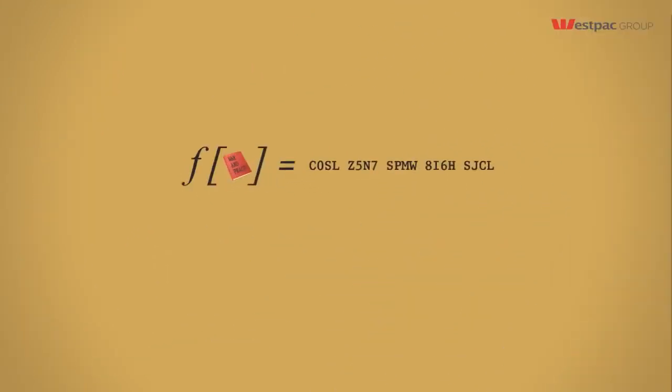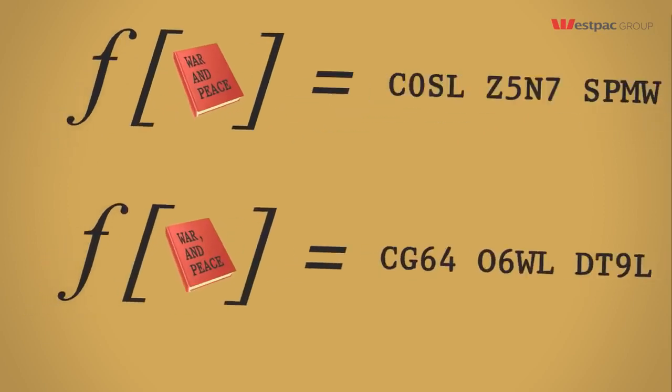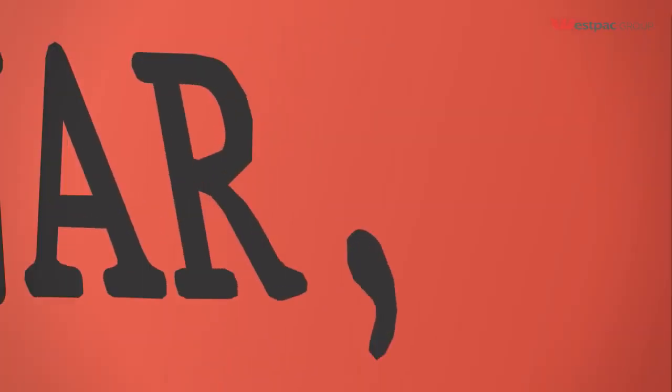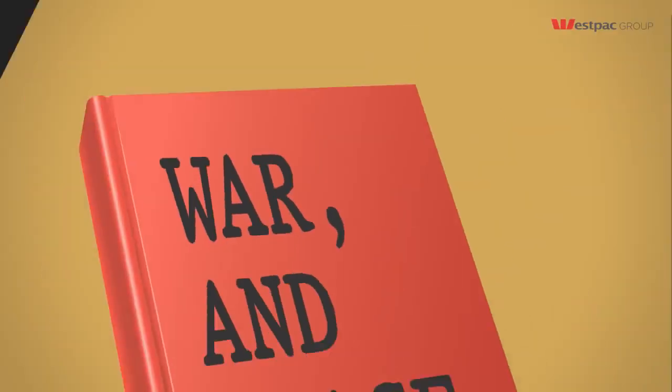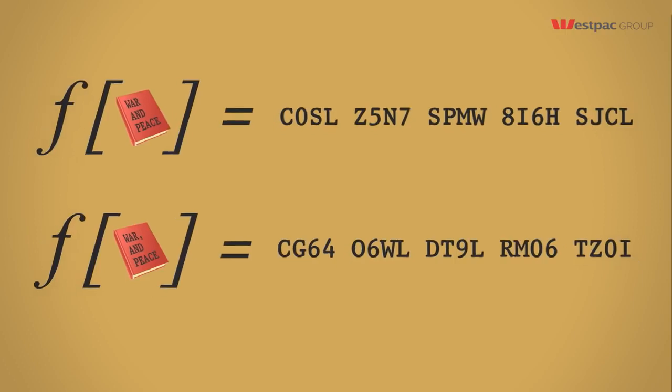So when you put in War and Peace, you'd get a 20-digit gibberish code. If you put in the exact same copy of War and Peace, but with one comma changed, you'd get a totally different 20-digit code. These codes would be so different, you'd be unable to connect either code to one another or the original versions of War and Peace.